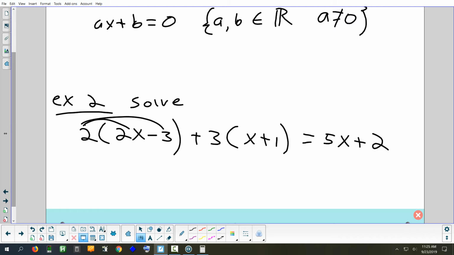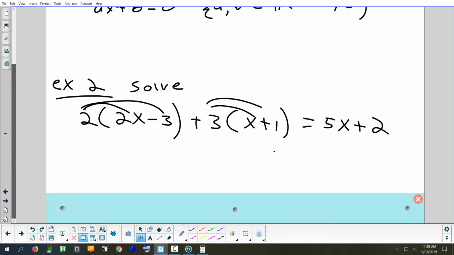And Sam, what are you going to distribute in the next part? The 3. Yep. So we'll distribute that. And for now, that 5x plus 2 is just going to stay where it is. All right, so Chris, can you tell me on the left side, when you do all that distributing, what you get? You're going to get 4x minus 6 plus 3x plus 3. Okay, so we've got that.